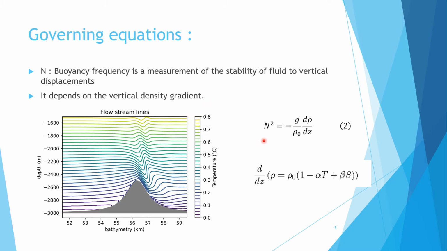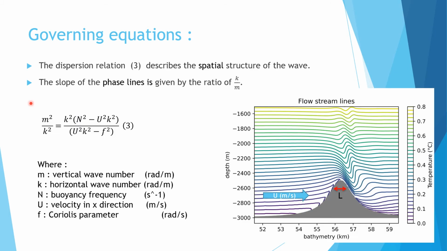So the buoyancy frequency depends on the density gradient, and we can get that gradient by taking the derivative over z of a simplified equation of state. So these equations lead us to the dispersion relation that is written just over here. It describes the spatial structure of the wave.